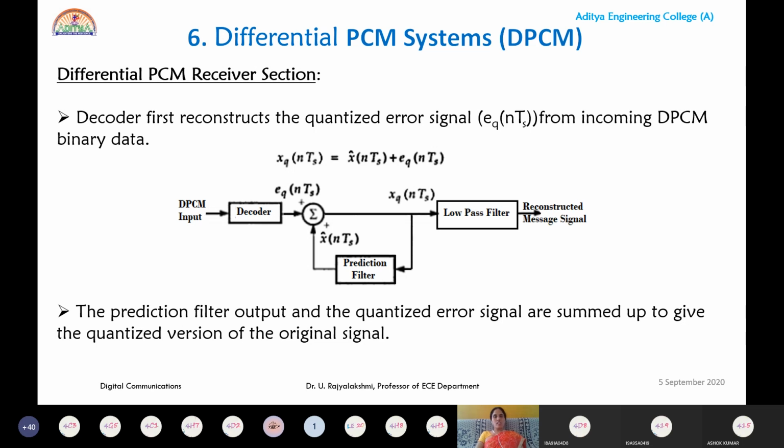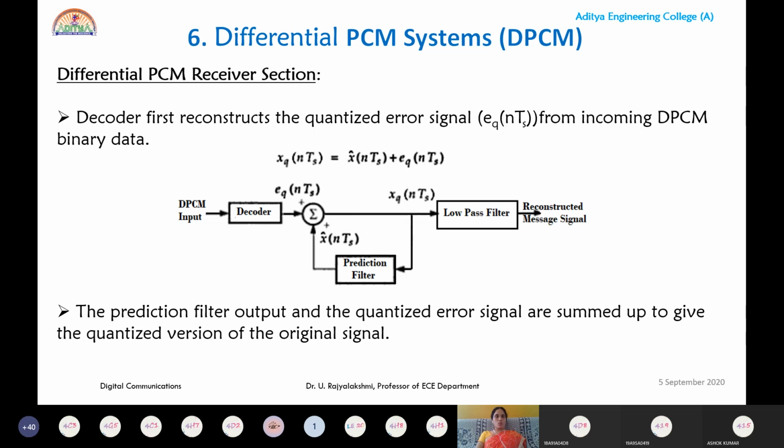From here onward the PCM principle is the same. So the quantized version is applied to the reconstruction filter. This reconstruction filter generates the low frequency component, which is nothing but the message signal. So we have only one difference, that is the addition of the prediction filter in the feedback section, in both the transmitter section as well as the receiving section.